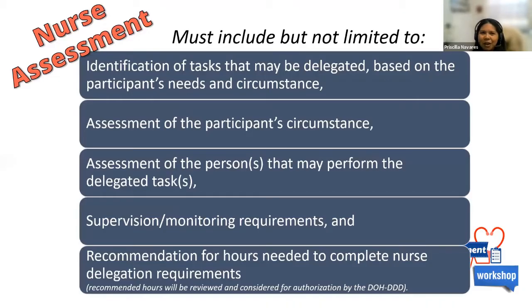When you look at the waiver, you can see that these are the minimum requirements that also align with the 5 rights of delegation and also align with the provider nursing assessment. The provider nursing assessment is already formatted to help you provide this information, which includes identification of tasks, the assessment of participant circumstance, the person completing the task or the delegatee, supervision and monitoring requirements, and recommendation by the provider RN for the hours that they may need to complete any nurse delegation requirements.